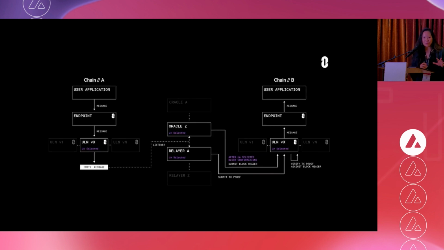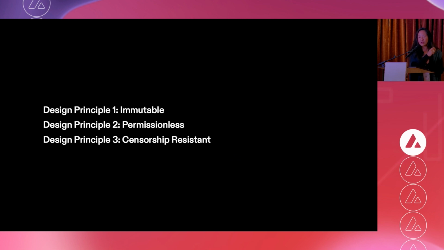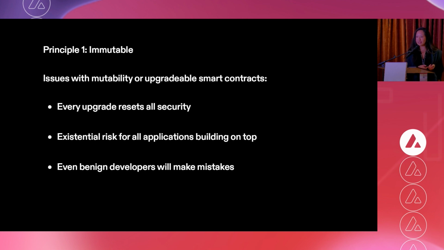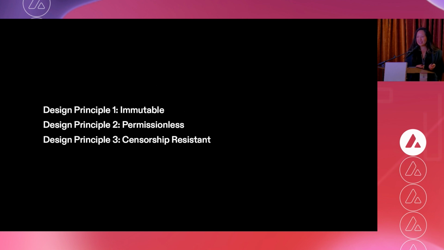Ultimately, the state data is broken apart and recombined on the other side and sent to the endpoint on chain B. So then moving ahead, there are three design principles that we really revered in the design of LayerZero. Those three design principles are immutability, permissionlessness, and censorship resistance. And when we think about what a true protocol is, not a service, but a protocol, these are the three things you should be considering as developers.